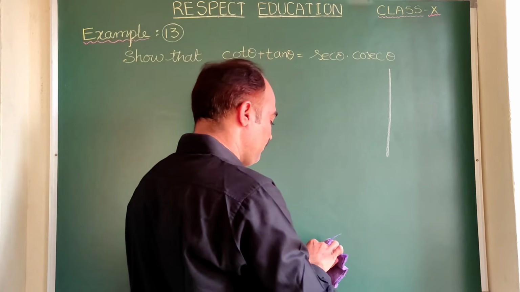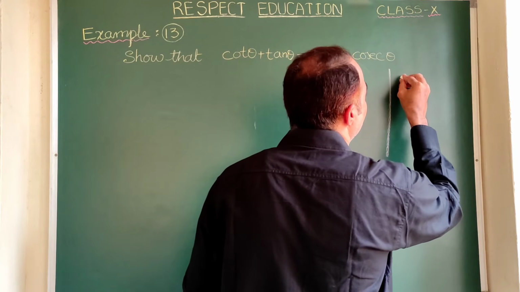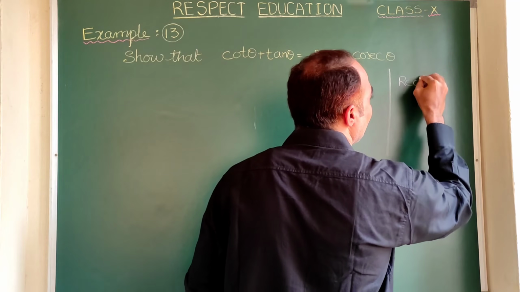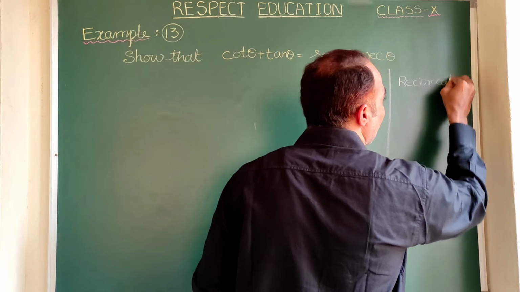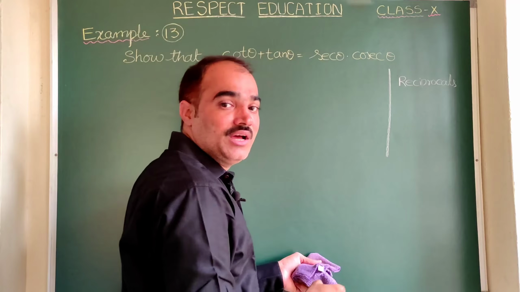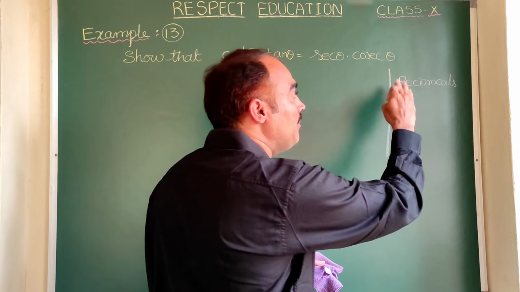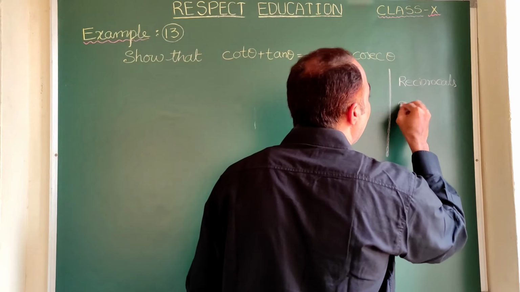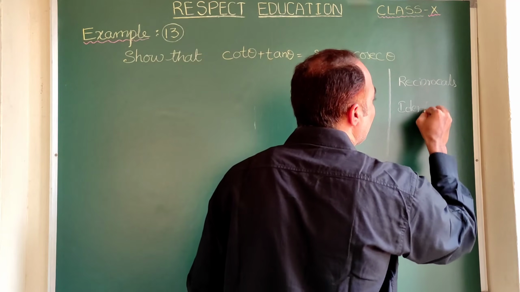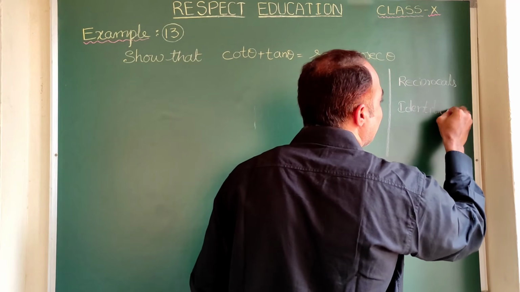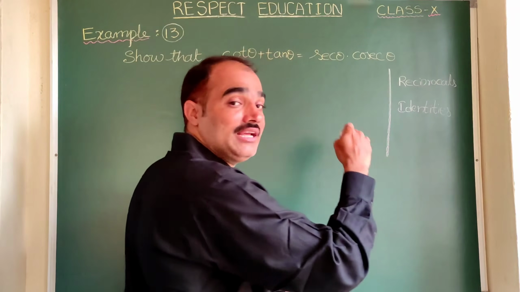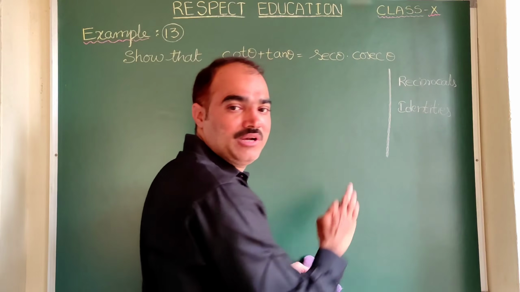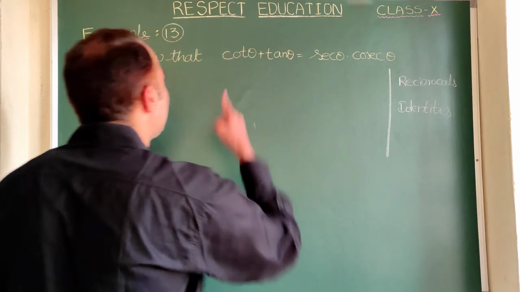You may use formulas of reciprocals. Reciprocal formulas can be used. Reciprocal means we can call them multiplicative inverse also, or we may use trigonometric identities. Like that, various formulas are there. According to the situation, you need to pick up the formula. Is it clear? Yes. Now let us start.